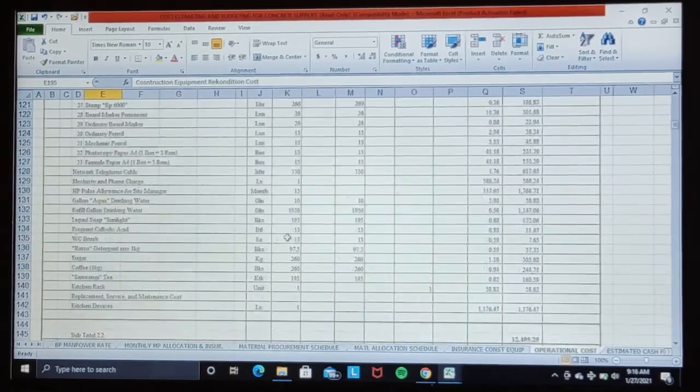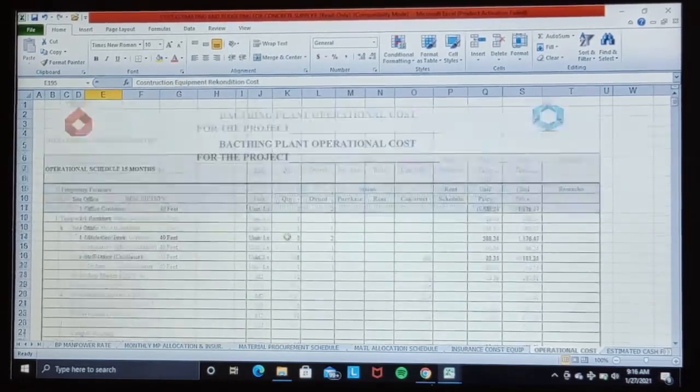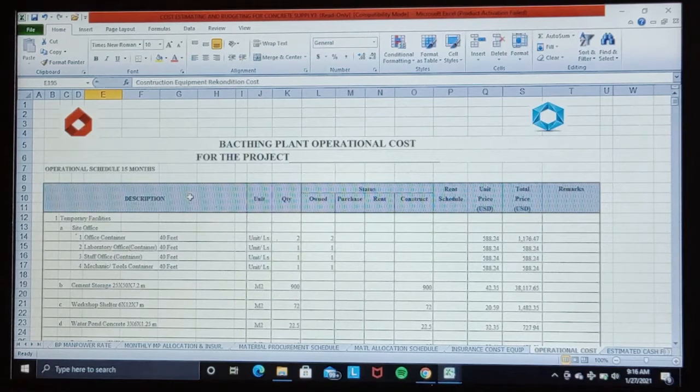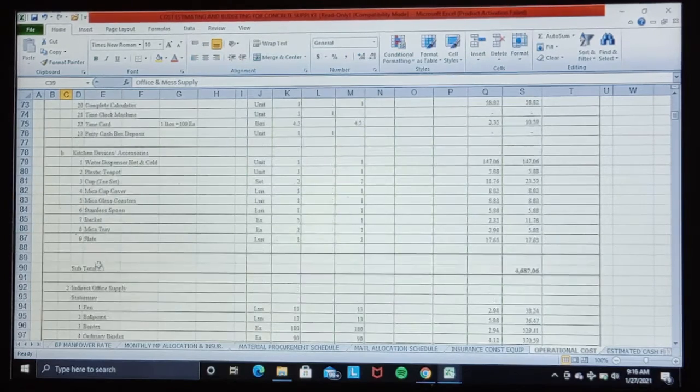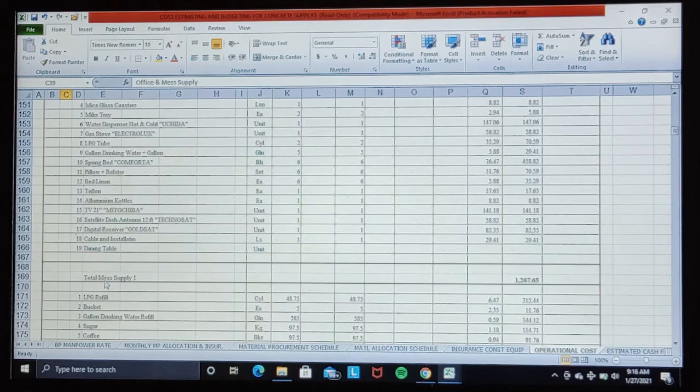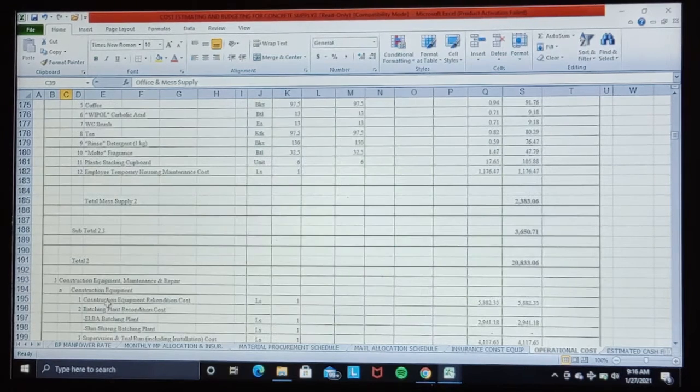Yes, the project operational cost. You could see here it has the preparation cost for construction temporary facilities, yes, here. Office and mess supply, and the other costs you could see here. Okay, the other operational costs.